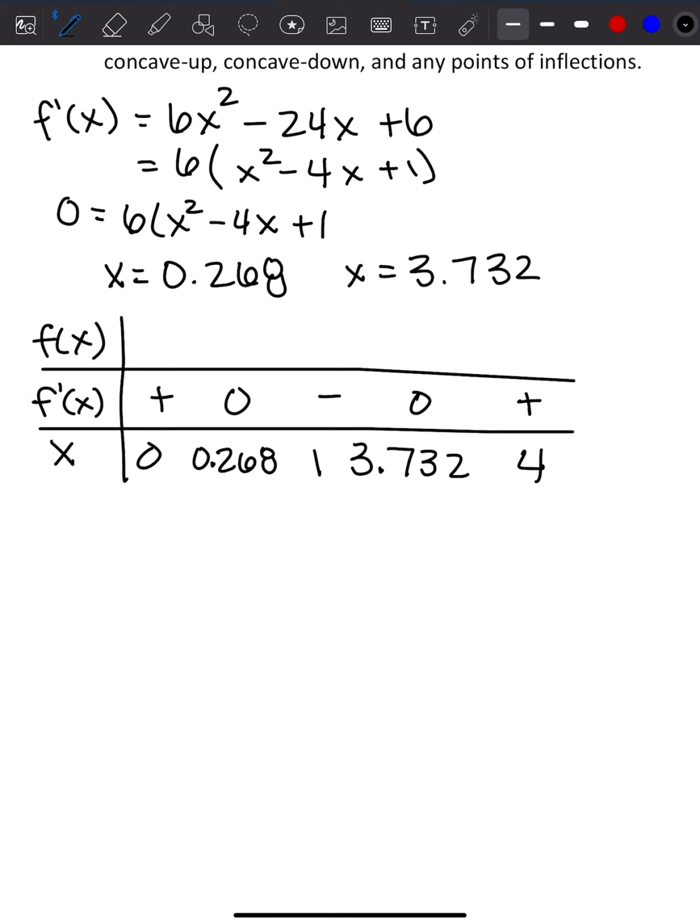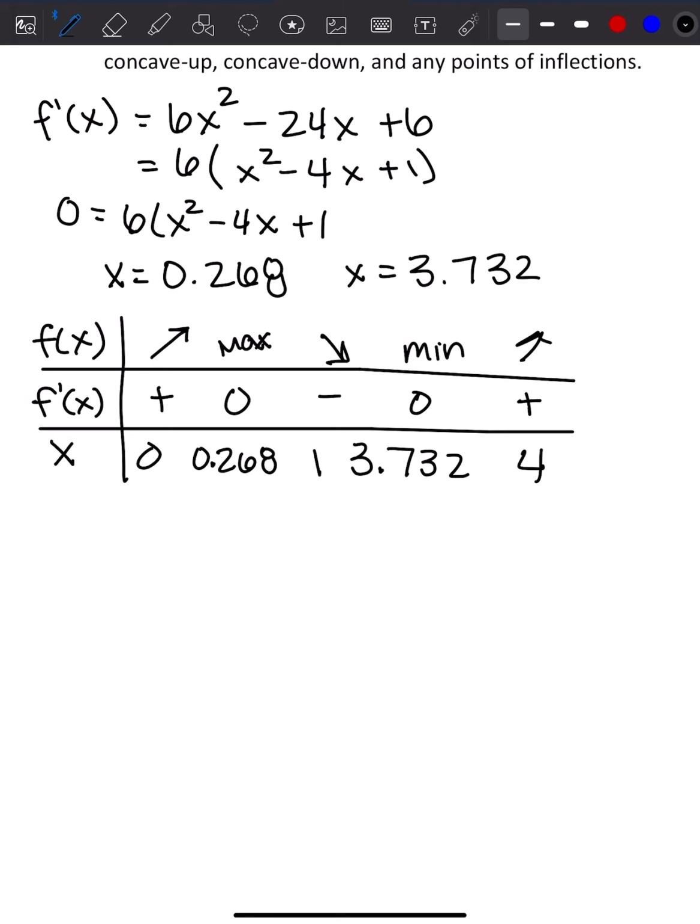When I look at this, because my derivative is positive, I know that this is going to be increasing, then decreasing, and then increasing. So I'm going from increasing to decreasing. This means it is going to be a maximum right here. I'm going from decreasing to increasing, so this is going to be a minimum. Those would both be relative extrema because we don't know what else is going on and we're not looking at the endpoints.